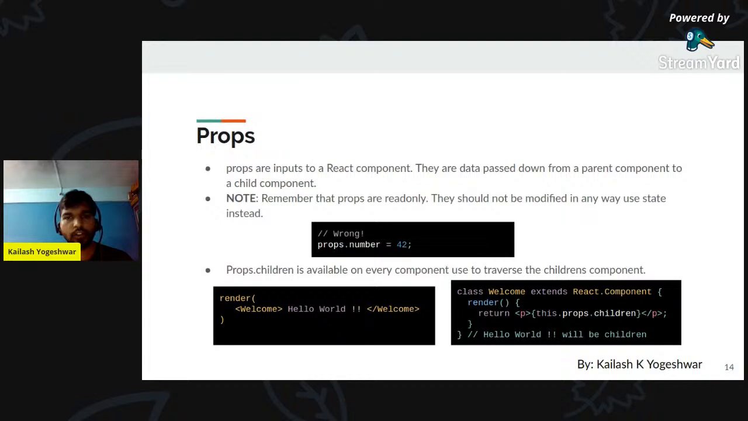This is just a text, but it can be a lot of more complex things, like an unordered list, and if you want to traverse down your list, you can create a loop on the data and create a list by using this.props.children. So this is all about props.